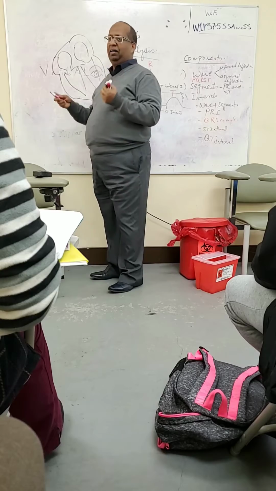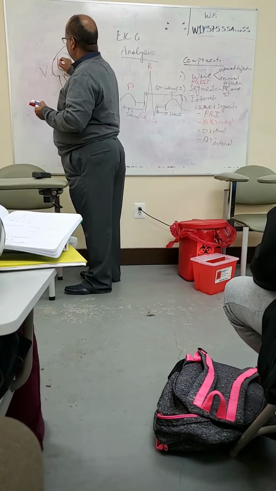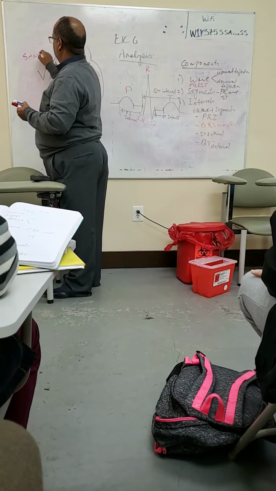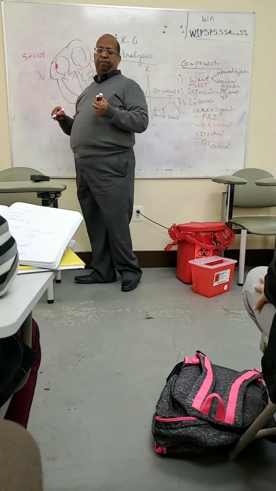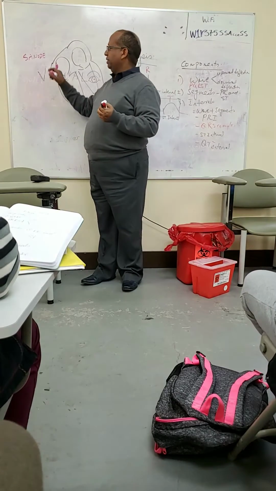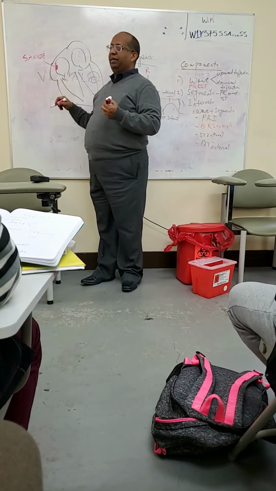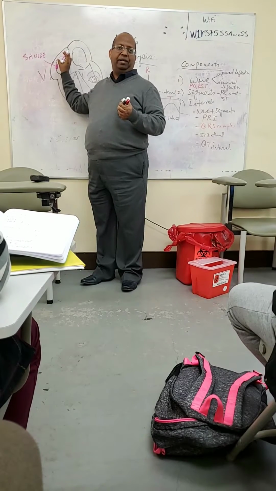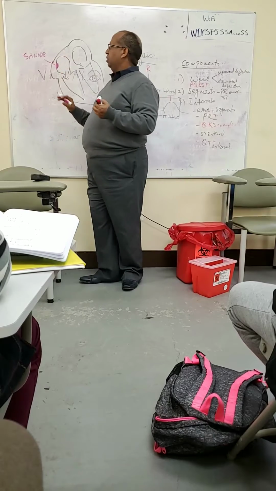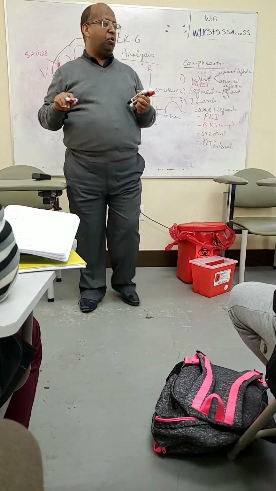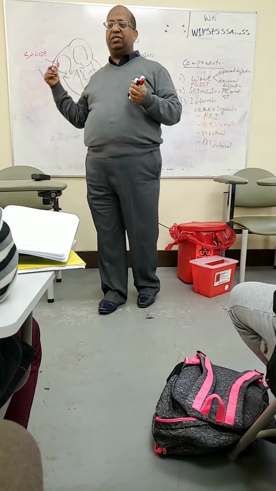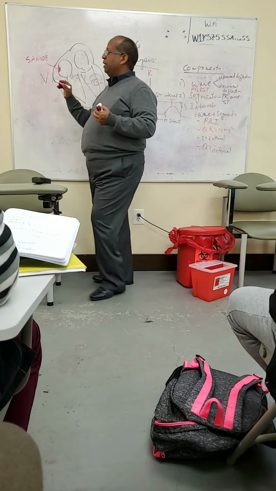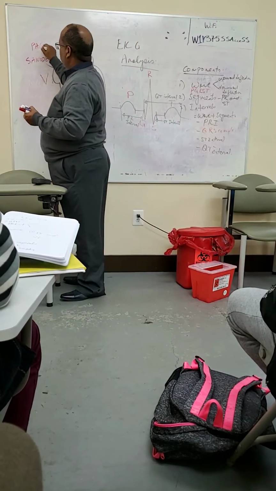So it starts with what? Who knows the first one? It is the SA node. The SA node is found where? In the right atrium. Actually you will find it in the book also, and you can find this diagram on the EKG too. Now, the SA node is called the pacemaker.